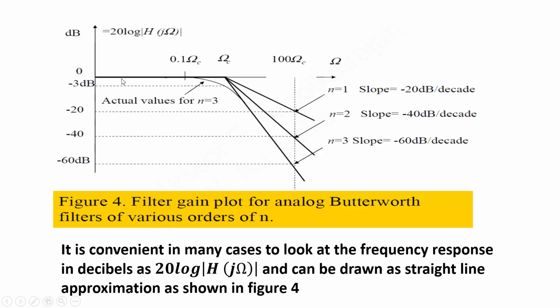At this point where the gain was 1 in the previous slide, this point corresponds to 0 dB. This point corresponds to minus 3 dB, which actually is your cutoff frequency, right? And further, if you go down, you will find more attenuation. This point will be minus 20 dB, minus 40 dB, minus 60 dB. When n is equal to 1, it is minus 20 dB per decade, as I said in one of my slides.